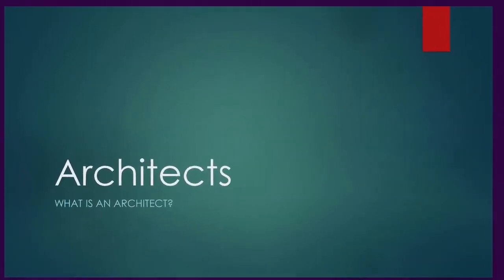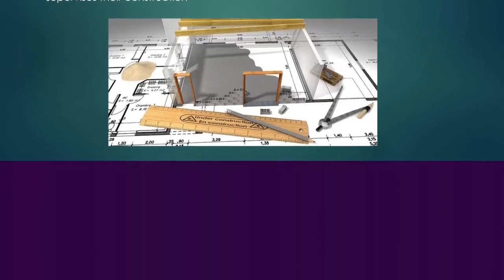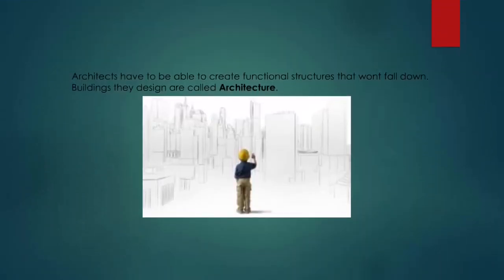So let's talk about first what an architect is. An architect is a person who designs buildings and, in many cases, also supervises their construction. So they would create the design for the building, and then as the building was being done, actually watch that process happening and making decisions that help the process move more efficiently.